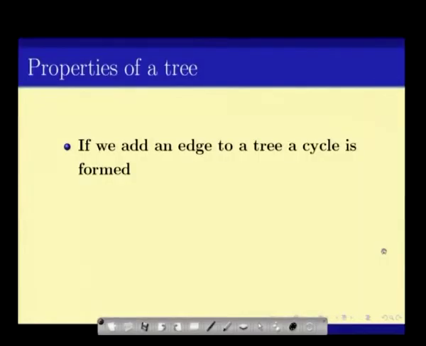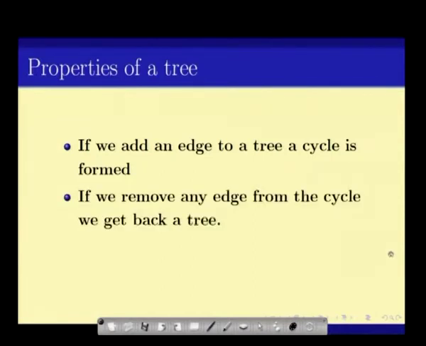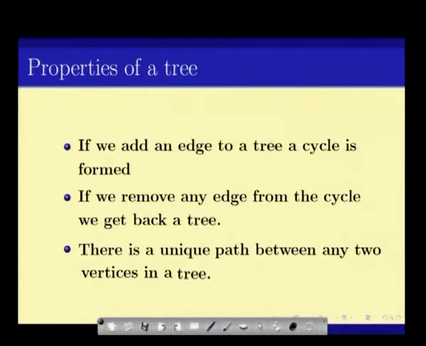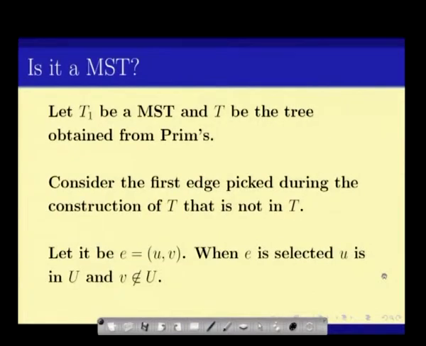Let us quickly revise: if I have a tree and I add an edge to that tree, then I get a cycle, and if I remove any edge from that cycle, we get back a tree. This is a very crucial part of this whole thing, and also there is a unique path between any two vertices in the tree. So, we have to understand, is this a minimum spanning tree?